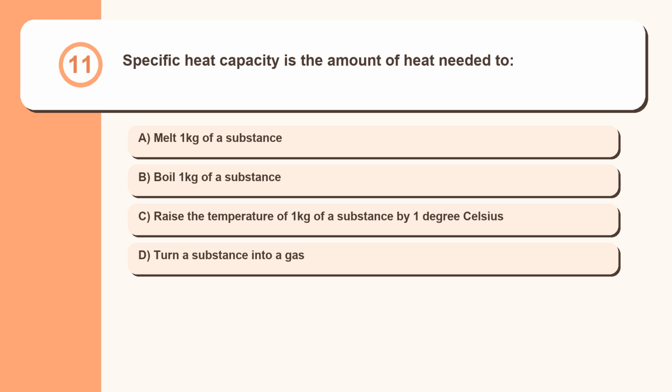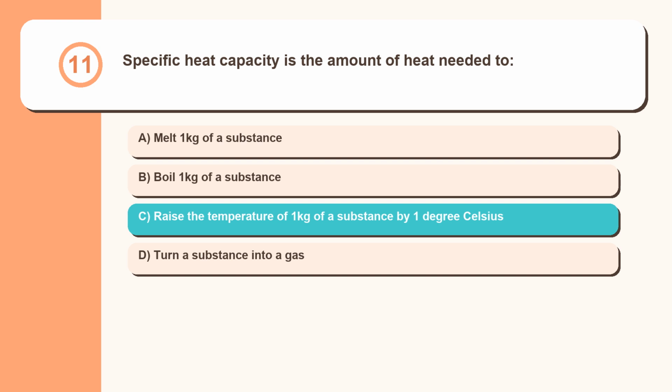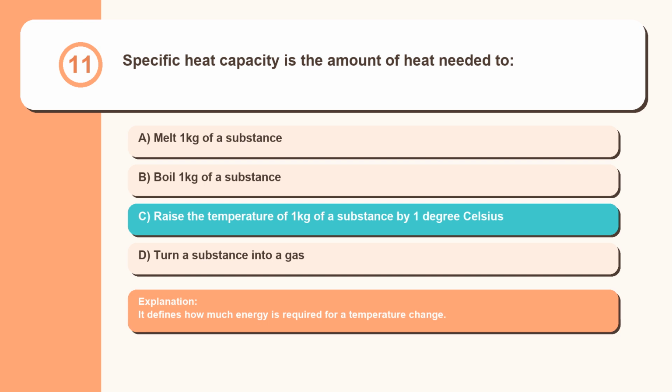Question 11. Specific heat capacity is the amount of heat needed to: melt 1 kilogram of a substance, boil 1 kilogram of a substance, raise the temperature of 1 kilogram of a substance by 1 degree Celsius, turn a substance into a gas. It defines how much energy is required for a temperature change.